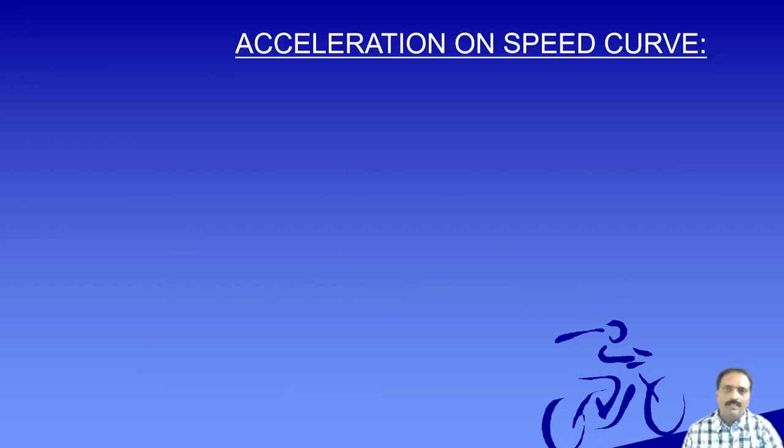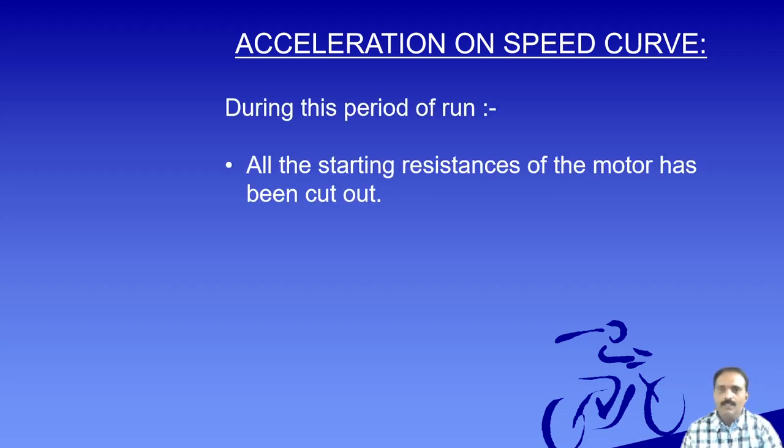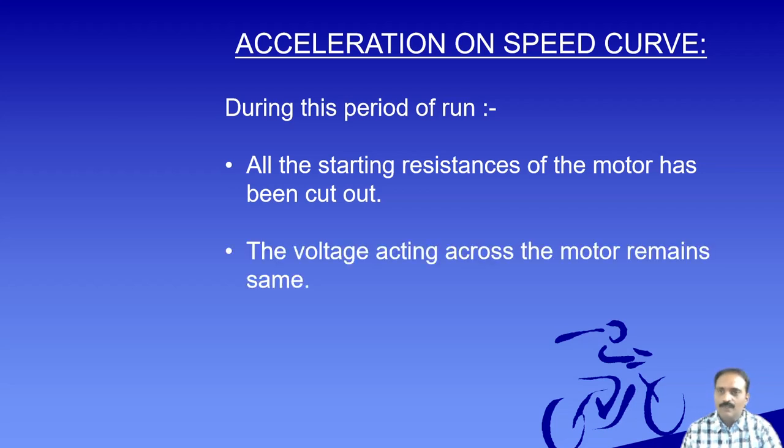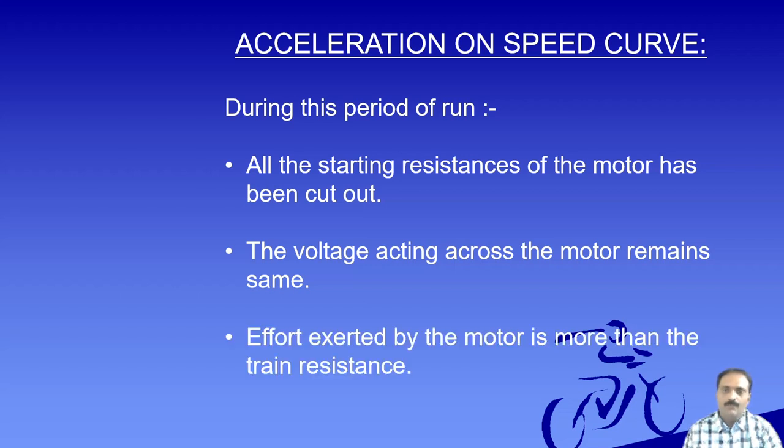The second one is acceleration on speed curves. Here during this period the train will still be accelerating, but the shape will not be a straight line. Here the acceleration is possible because the applied force is more than the train resistance. So here the complete resistance of the motor is cut off, and the voltage remains the same. The effort exerted by the motor is more than the train resistance. This is the reason because of which the acceleration is still possible at this instant.